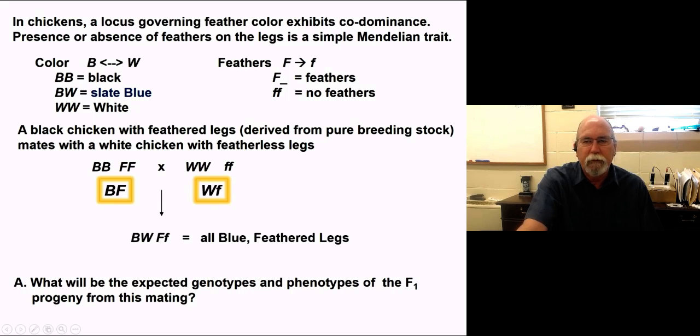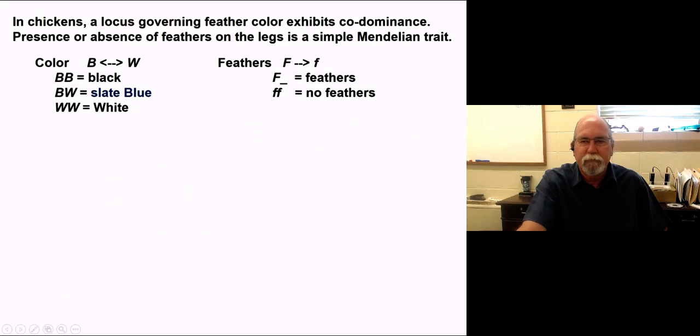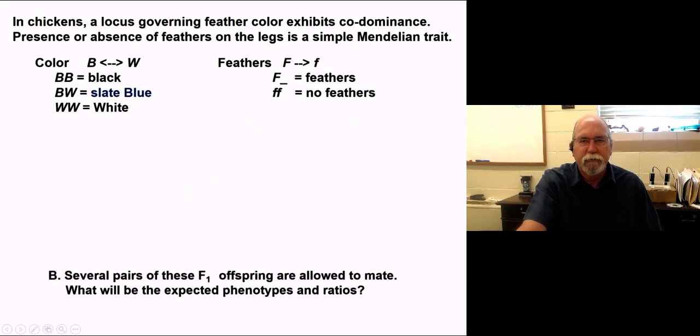We're going to get BW, which is blue, and we're going to get F, little f, which is feathered. So all the progeny ought to be blue feathered, okay? Now, if you're ahead of me, you can guess what the next thing is. We're going to cross some of these and make an F2, right? What is A times B gives me C, and usually I have to produce something else from it. Sure enough, that's the next question, right?